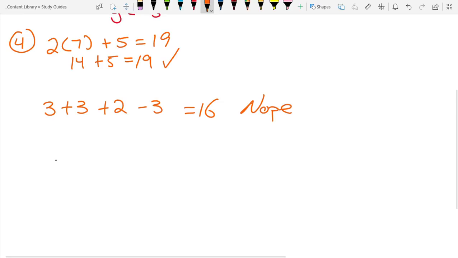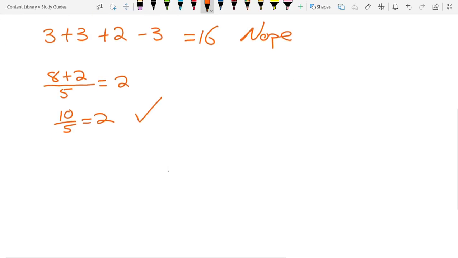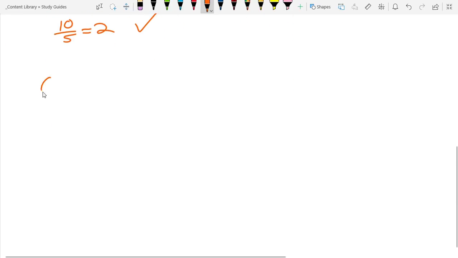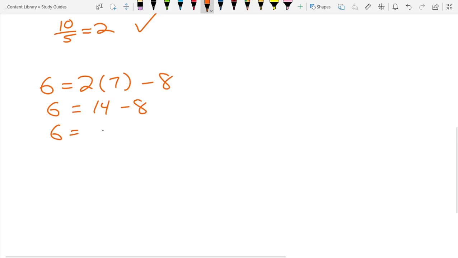Our third one says x plus 2, and the x is an 8. So 8 plus 2 divided by 5. And it's supposed to equal 2. Well, 8 plus 2 is 10. 10 divided by 5 does equal 2. So option 3 is good. Option 4 says 6 equals 2x, and this time they say the x is a 7. So 2 times 7 minus 8. So that's 6 equals 14 minus 8, 6 equals 6.